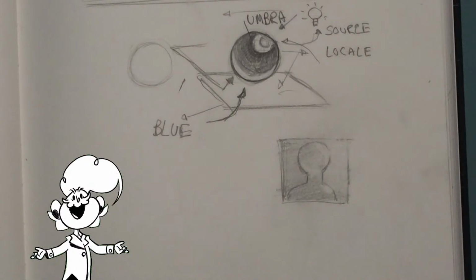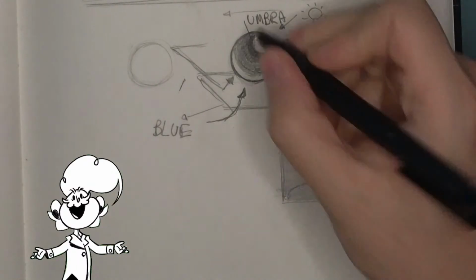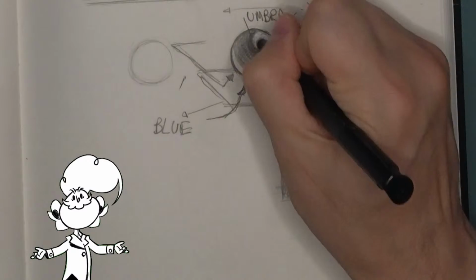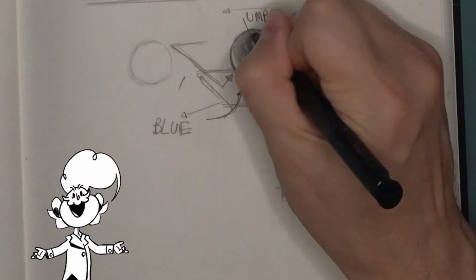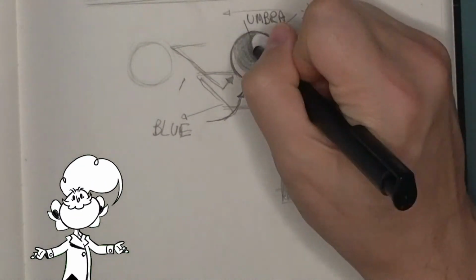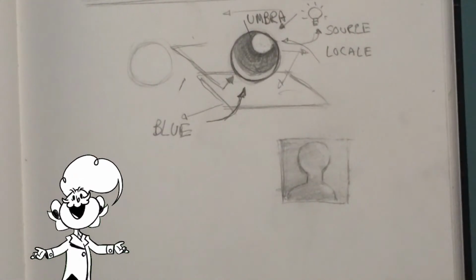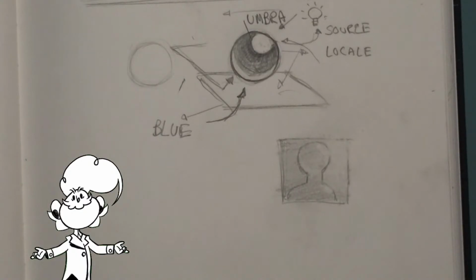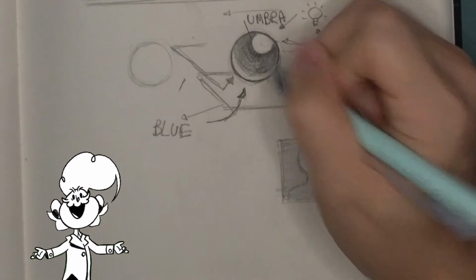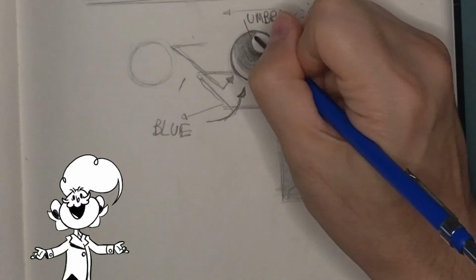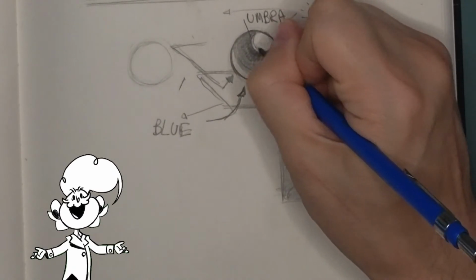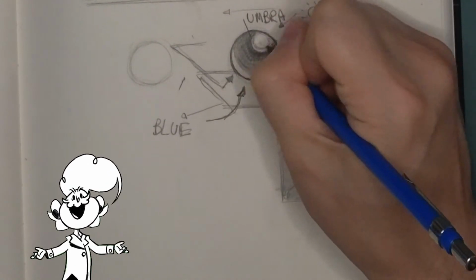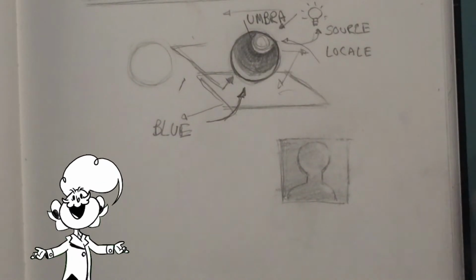And it's the same exact thing with a sphere. You want this specular highlight that then becomes an umbra, which I don't think is immediately after. It's going to be a gradient from the specular highlight.